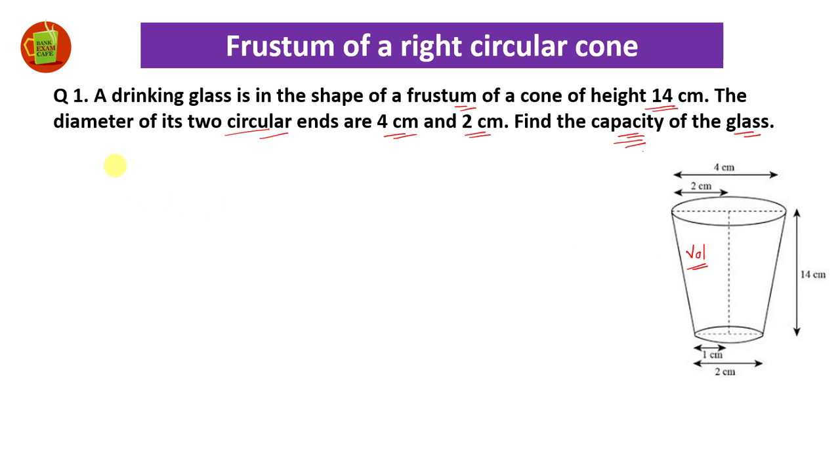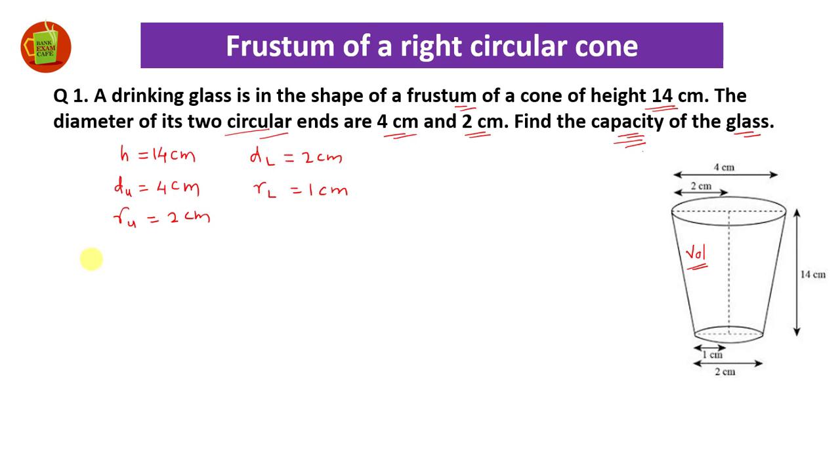So here the height of the frustum is given as 14 centimeter and the diameter of the upper end is given as 4 centimeter, and therefore the radius of the upper end is equal to 2 centimeter, and similarly the diameter of the lower portion is given as 2 centimeter, and therefore the radius of the lower portion is 1 centimeter, and we have to find the volume of this frustum.